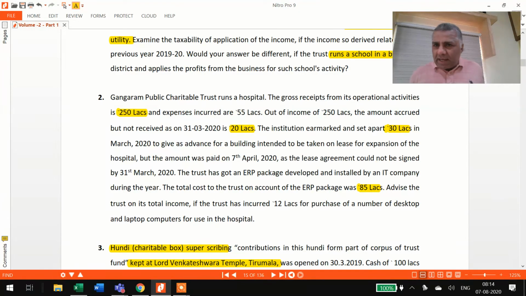Can I claim this 30 lakhs? Can somebody tell me whether this 30 lakhs can be claimed? Conditional accumulation. No, sir. It's not accumulated, sir. It's earmarked and set apart. It cannot be claimed, sir. The amount was earmarked and set apart in March as an advance for a building intended to be taken on lease, but the amount was paid only on 7th April. Impracticability? No, sir. Next succeeding year. Not receipt, it is payment. Some other concept, one concept which I am sure you all will get.